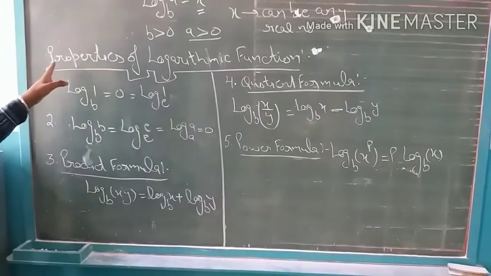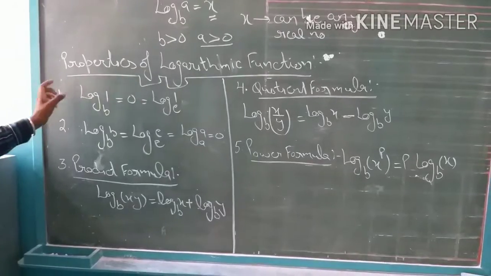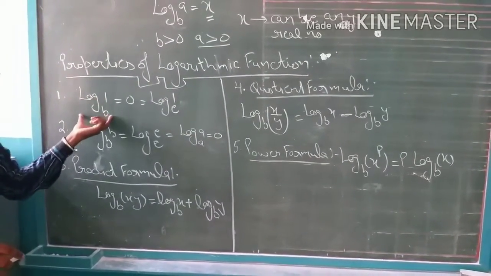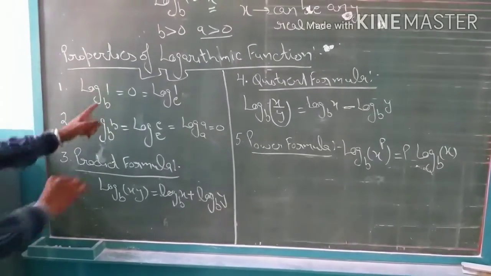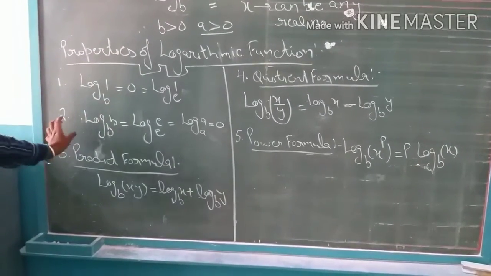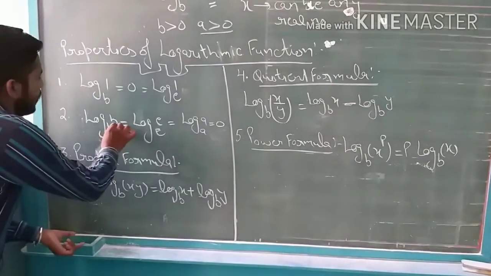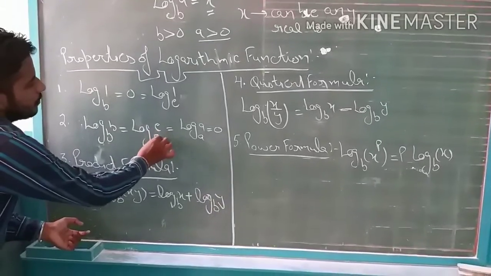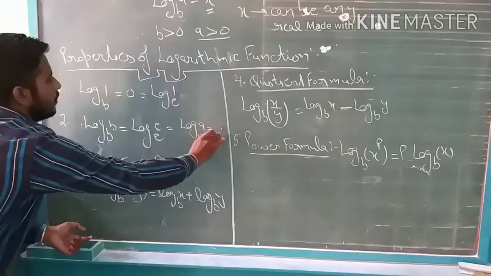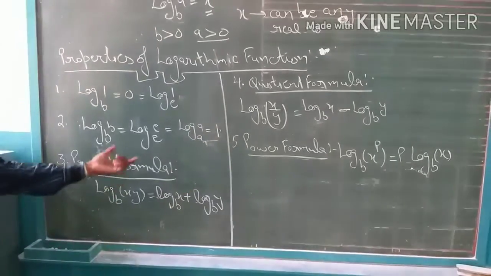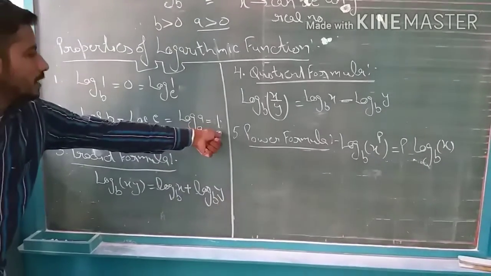Today we are going to study the properties of logarithmic function. The first property is log of 1 to any base. Log of 1 to any base is always 0. And the next one is log of any number with the same base is always 1.